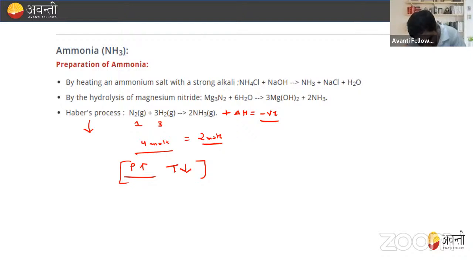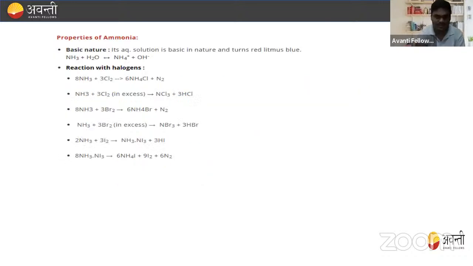So how will you prepare ammonia by this method, beta? What are the important desired conditions? The desired conditions are high pressure and low temperature. These two are the desired conditions for the preparation of ammonia by the Haber process. Right? Now, let's see some properties of ammonia. Right?